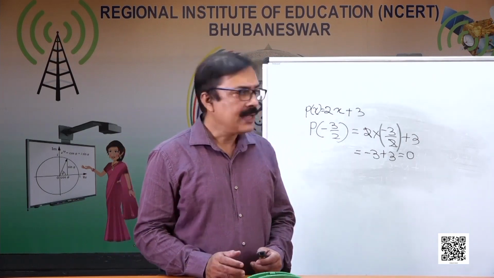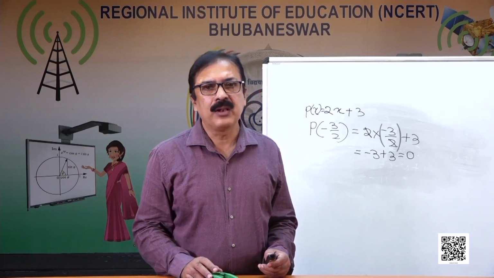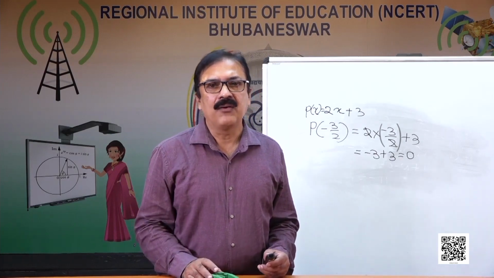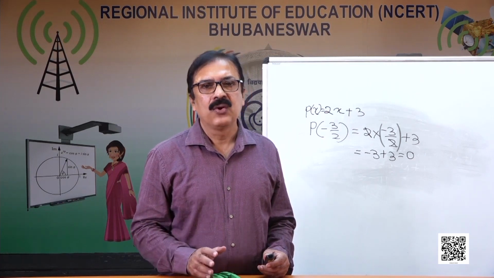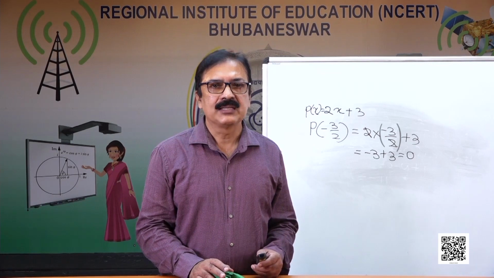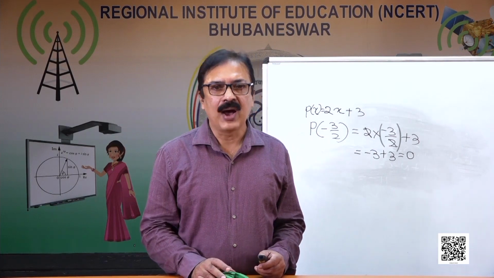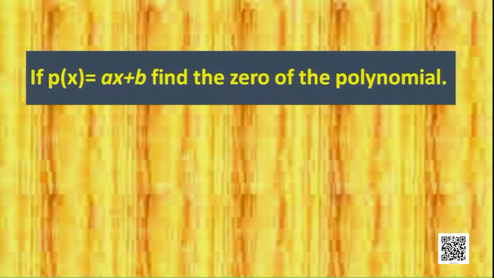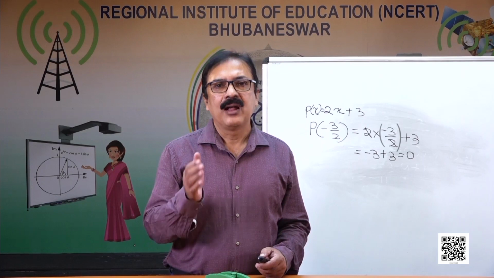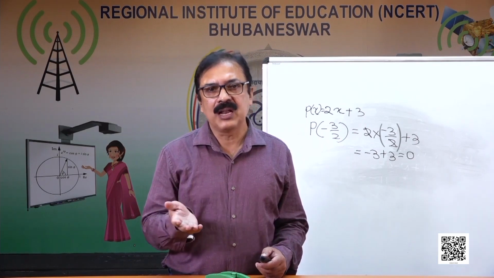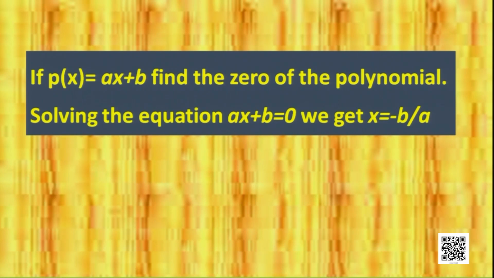Now, as we discussed earlier, all the examples are of polynomials of degree 1. In this case, the general form of the polynomial of degree 1 is ax plus b. Then how to find the 0 of the polynomial? We know that if you solve the equation ax plus b equal to 0, then we can find the 0 of this polynomial, and this gives x is equal to minus b by a.